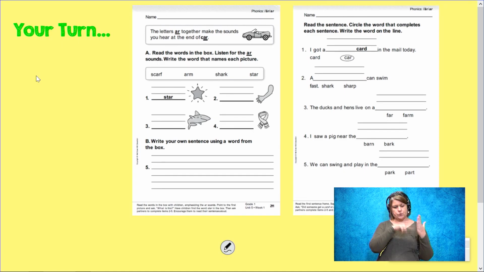Now, in your packet, you have some practice with AR. You're going to do just what we did together. You're going to read words with AR, write words with AR, and you're going to write some sentences. So this is some practice for you to do at home.